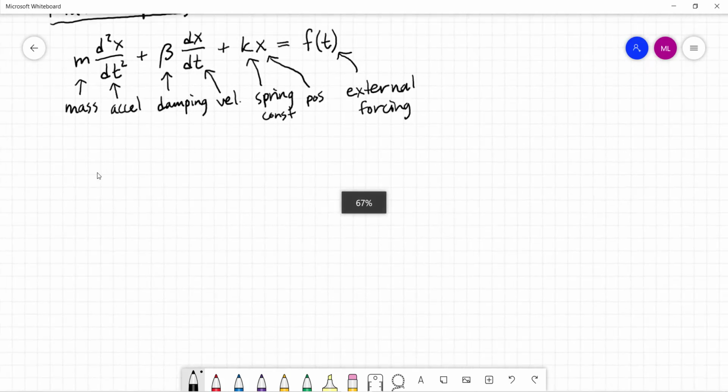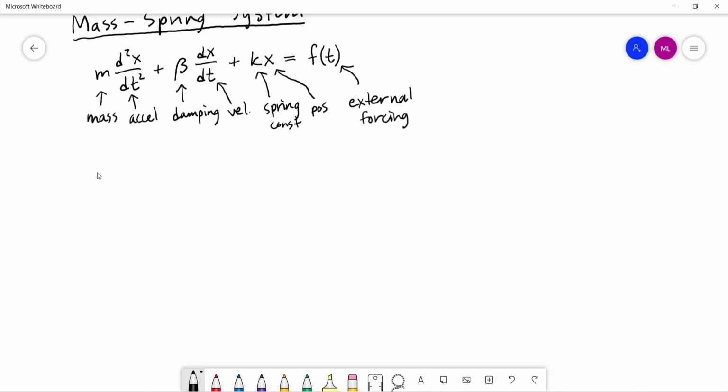Let me talk about the types of things that we can expect to see. So if we assume that that f of t is equal to 0, so no external forcing is being applied, then there are a few possible outcomes that we can get in terms of the motion that we can expect to see.